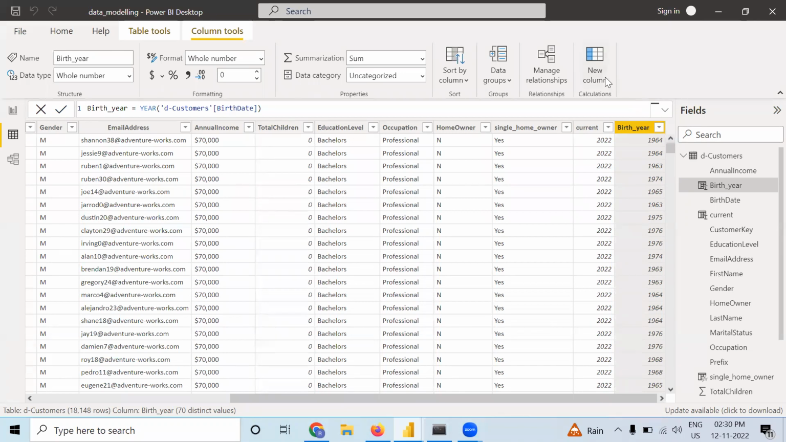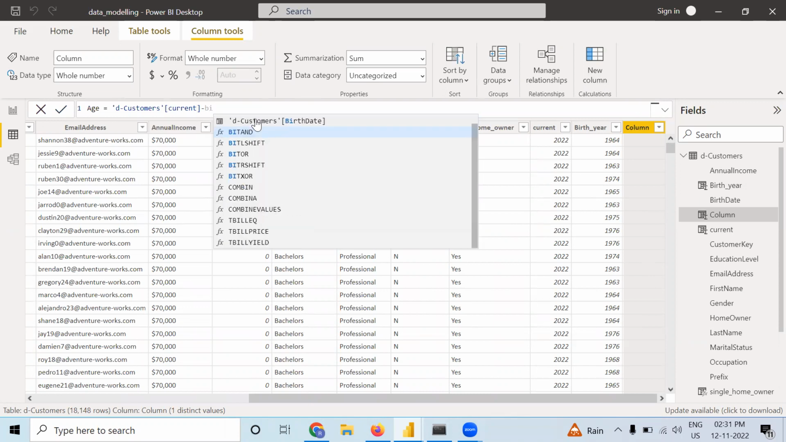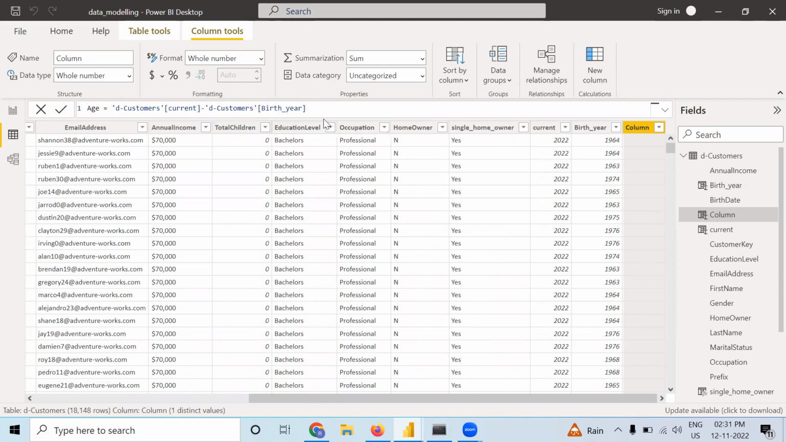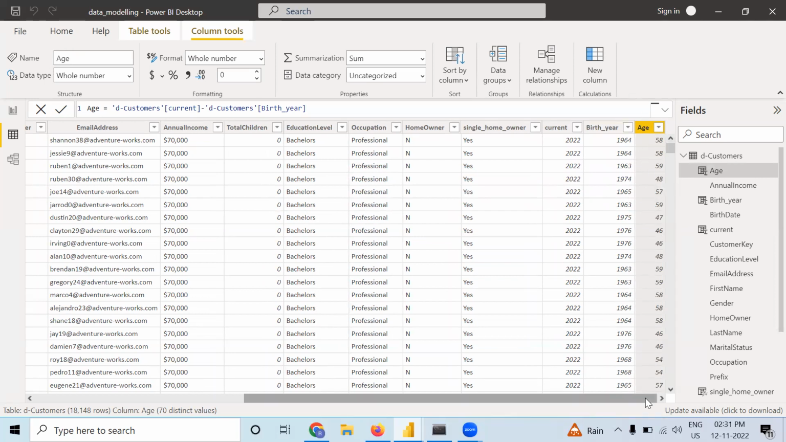Isn't it? Yes, ma'am. So you simply have to subtract these two things, or you can put everything in a single column also. That is your choice. So I'm writing age is equal to current minus birth year, right? This is showing you the approximate age of the person.